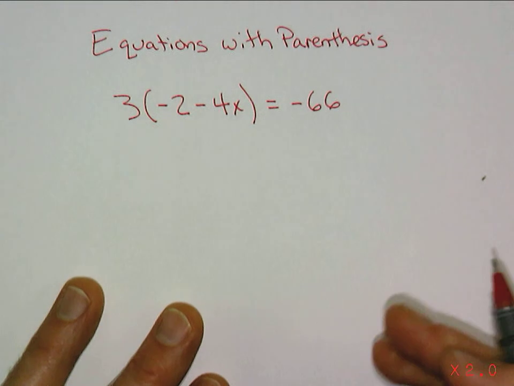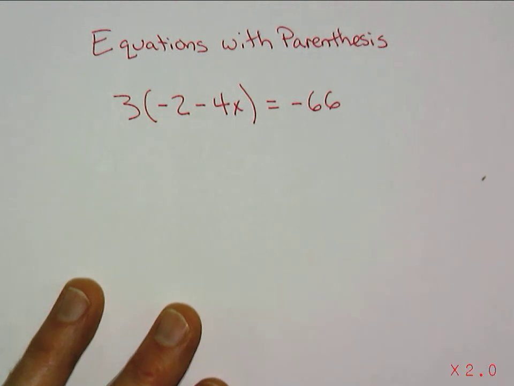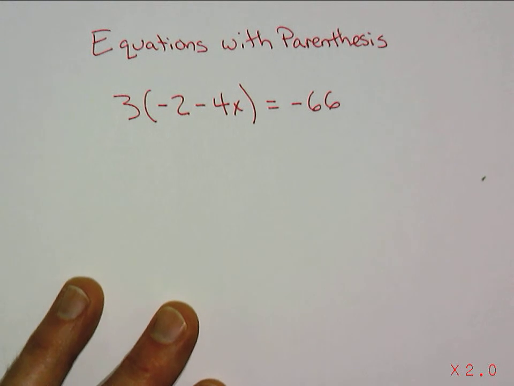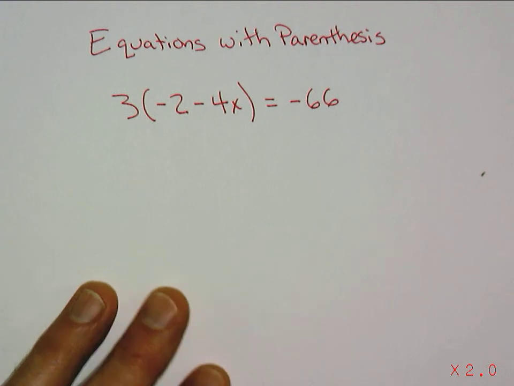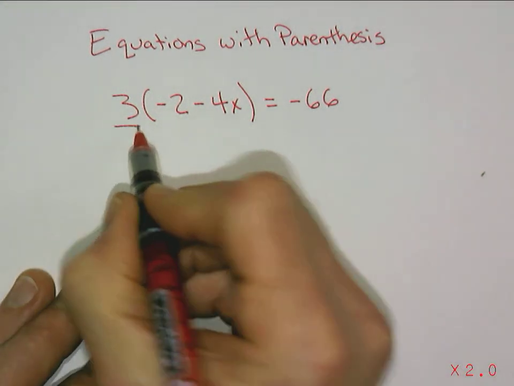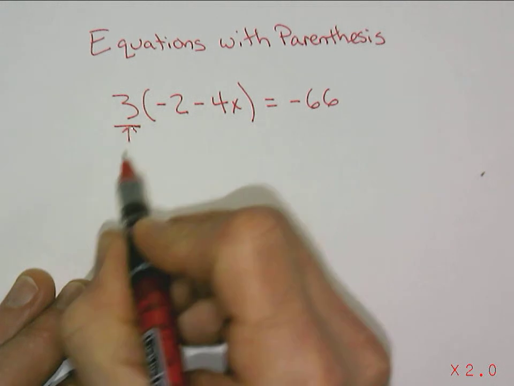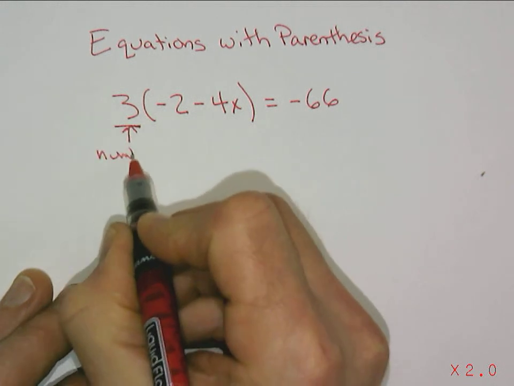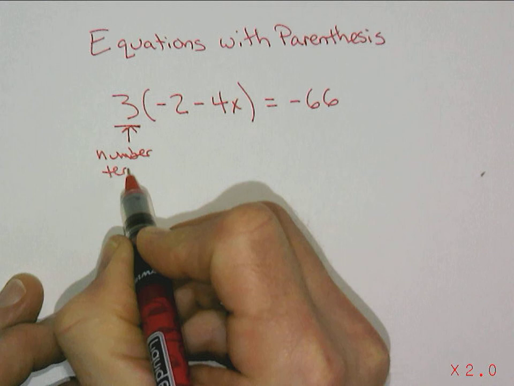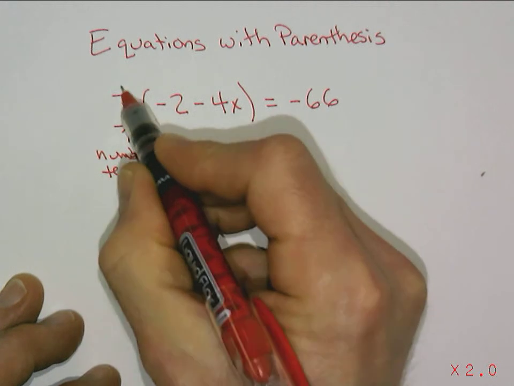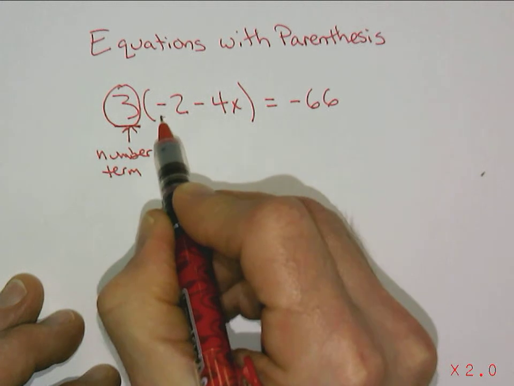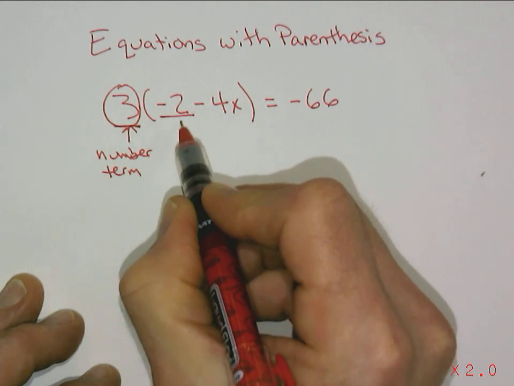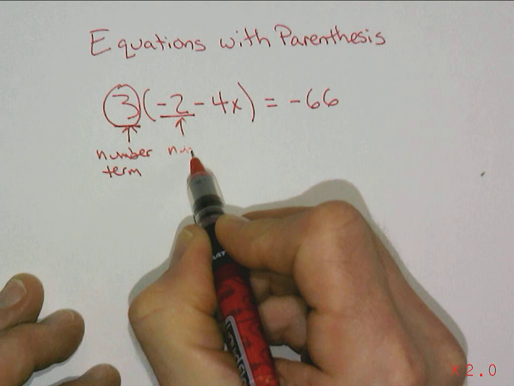And so we want the parentheses to go away. There's a couple of different ways to do it depending upon how the equation is arranged, but this general technique will work regardless of how it's arranged. If we think of the terms in this case, here we have a number term in front of the parentheses, which means this number 3 is multiplied times each term inside the parentheses. So here's another number term.